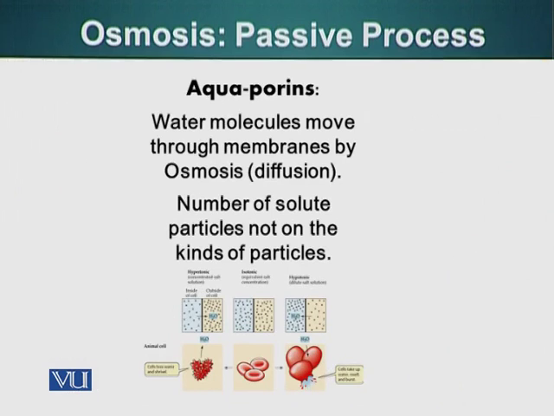For example, if we put a cell in a hypertonic solution, which means the concentration of salt is less inside the cell than it is outside the cell, the water molecules will leave the cell and enter the outside domain. This is a process similar to diffusion in molecules, which are moving from higher concentration to lower concentration.